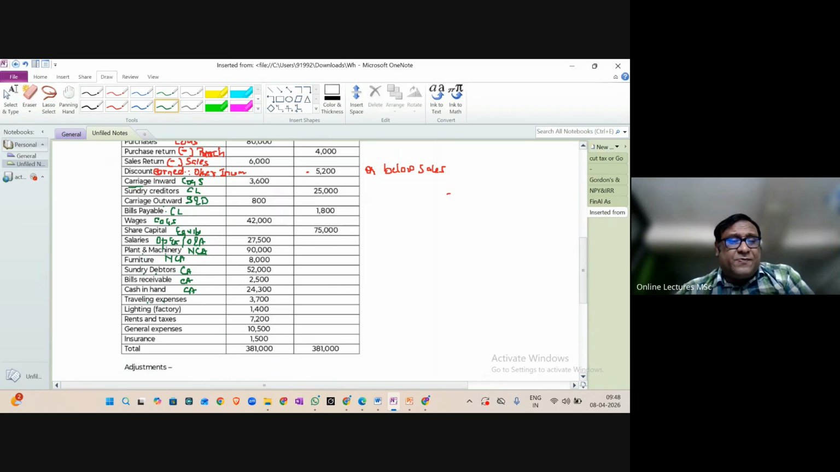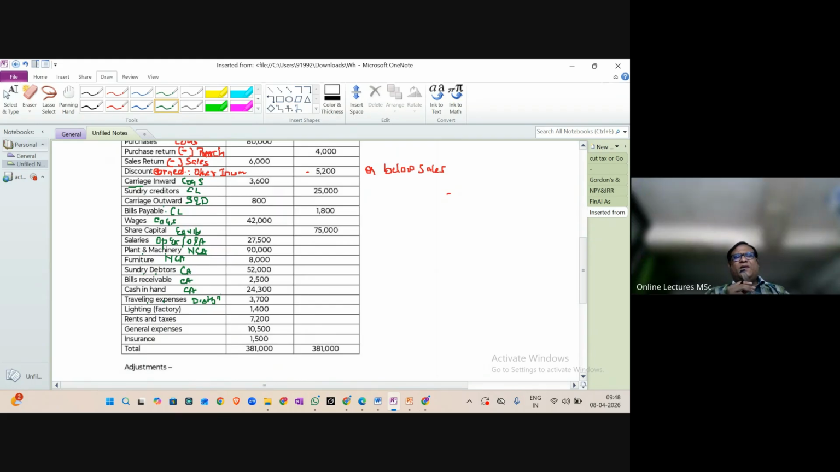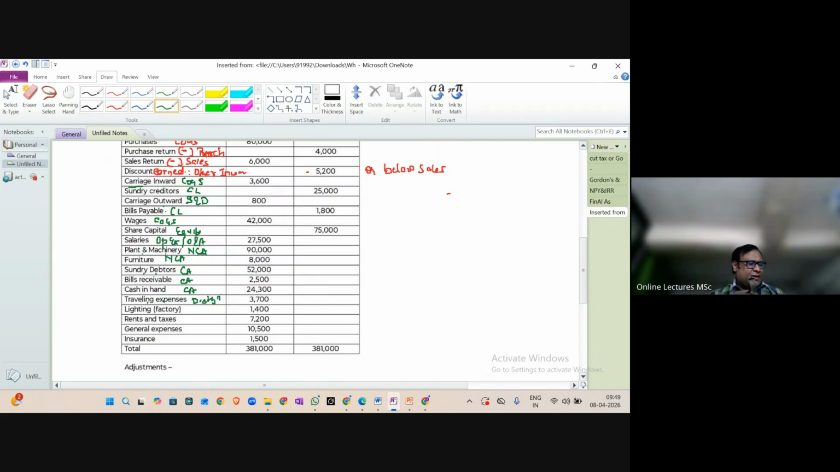Traveling expenses, distribution expenses, if we are not told specifically. In accountancy, we are always under the assumption that this cost is incurred towards distribution. Towards the salesperson traveling and all. We always are under that standard typical assumption that this expense we have incurred towards selling goods.